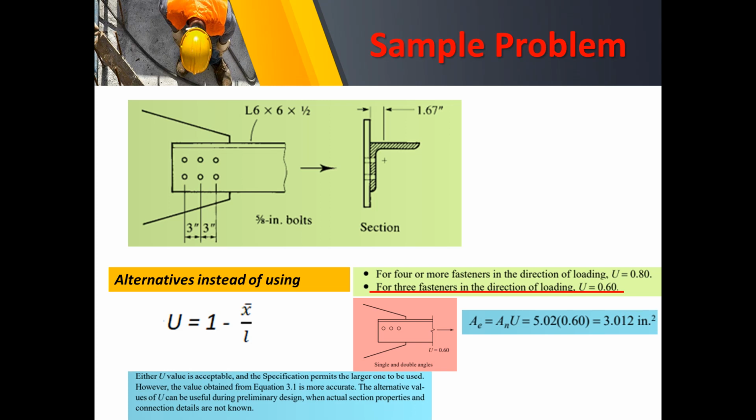Finally, the alternative values of U can only be useful during preliminary design, as I mentioned, when actual section properties and connection details are not known. Hence, the general formula is more accurate to use if your section dimensions are known.